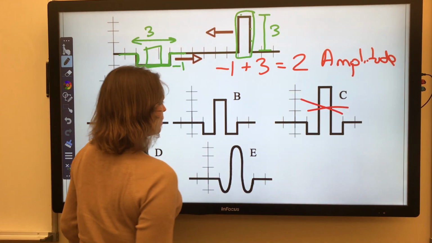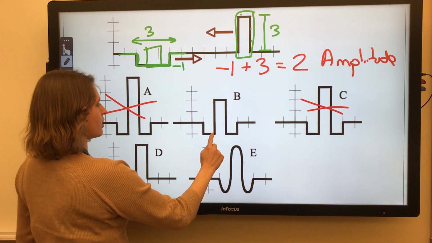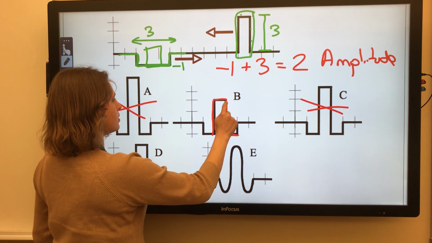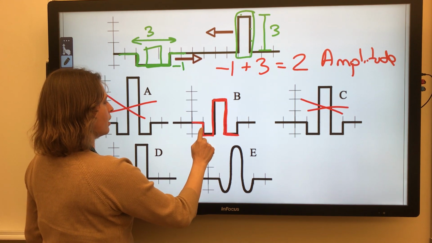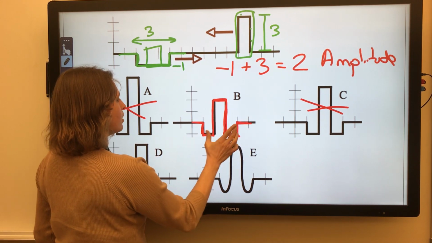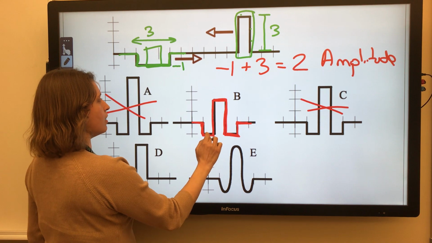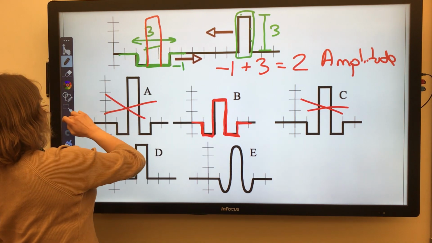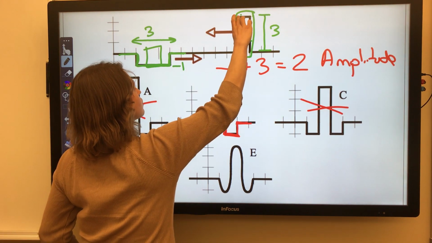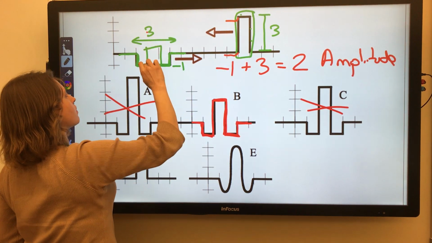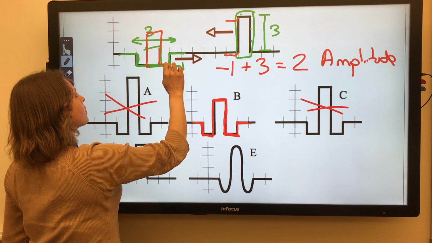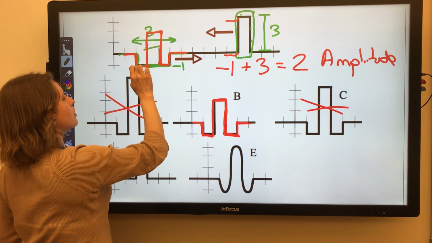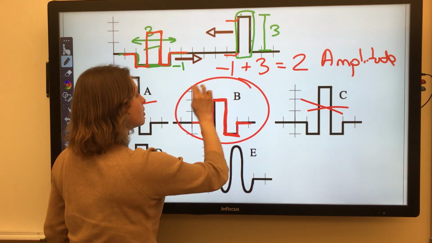This one I think is out. This one looks right. So I've got 1, 2, 3 for my amplitude there, and I have an overall width here of 3. And this on the side, when I think about taking this and transposing it and moving it over here, that's what our wave should look like. So I think it's B.